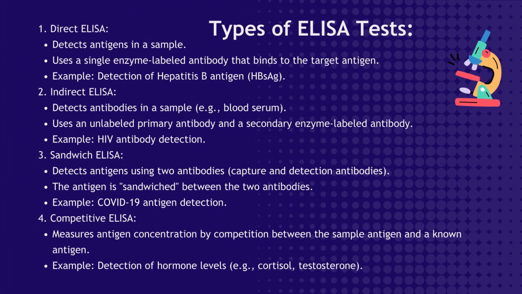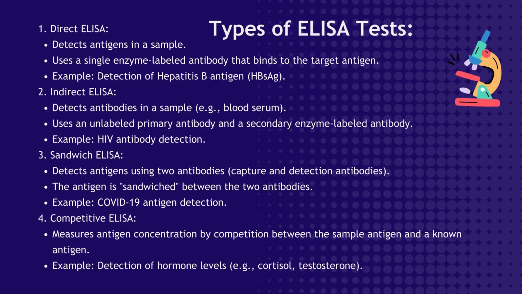Direct ELISA. Detects antigens in a sample, uses a single enzyme-labeled antibody that binds to the target antigen. Example: detection of hepatitis B antigen, HBsAg. Indirect ELISA detects antibodies in a sample, e.g. blood serum, uses an unlabeled primary antibody and a secondary enzyme-labeled antibody. Example: HIV antibody detection.